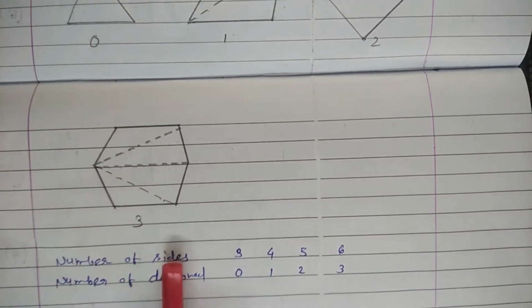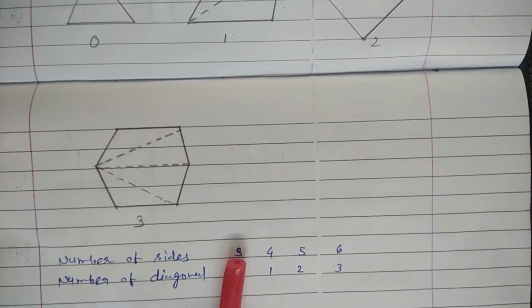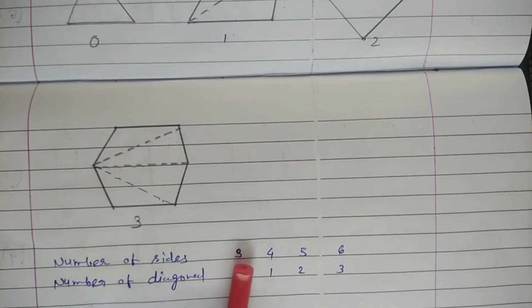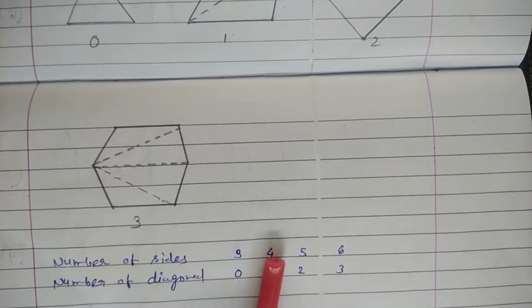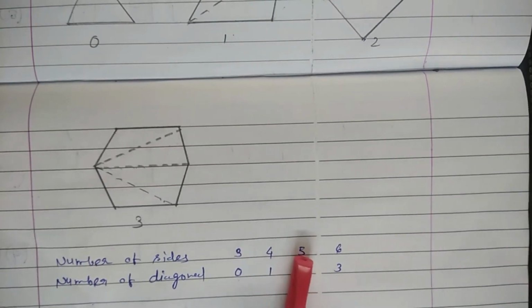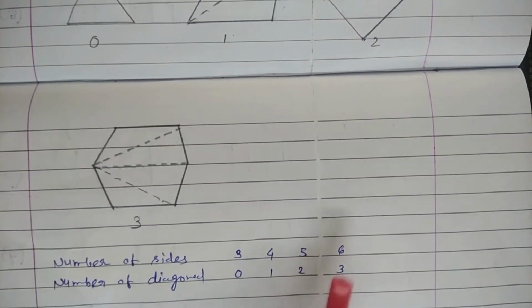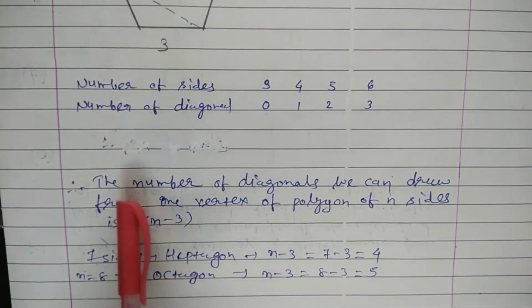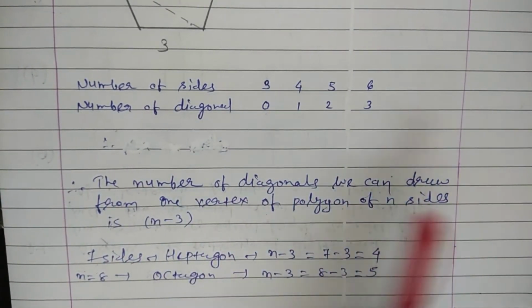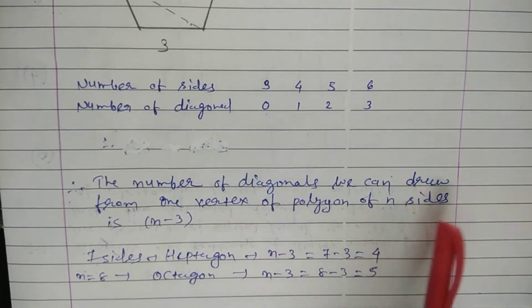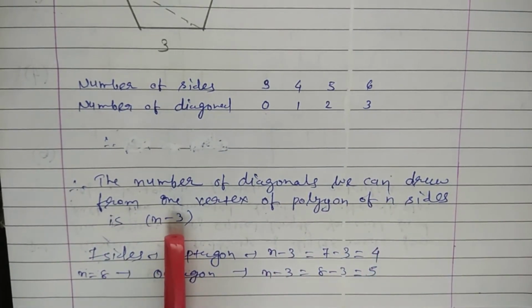So in general we can write the number of sides. So for a polygon, 3 sides means triangle, 0; 4 sides quadrilateral, 1; pentagon, 2; and hexagon, 3. So in general, we can write the number of diagonals we can draw from one vertex of a polygon of n sides is n minus 3.